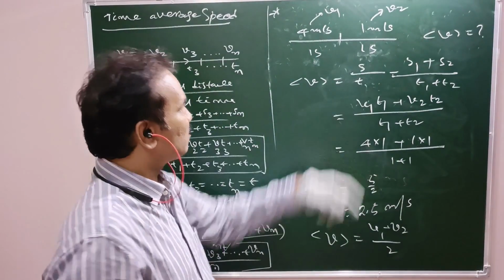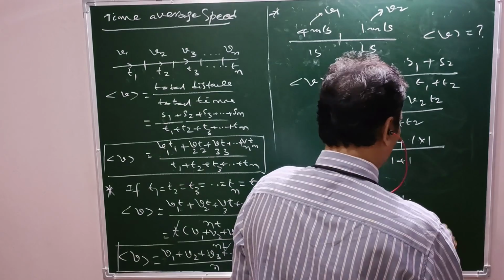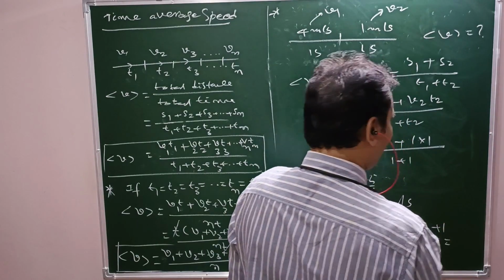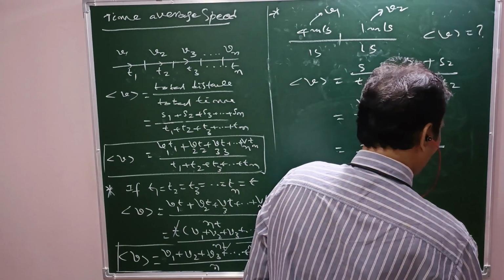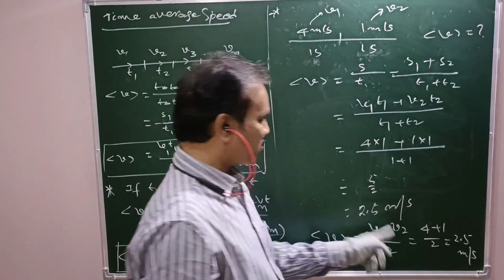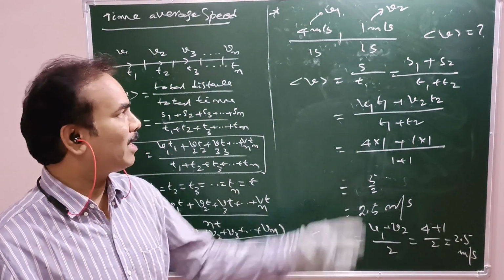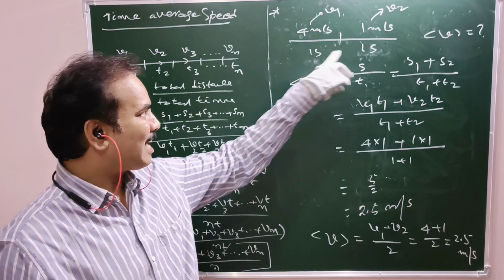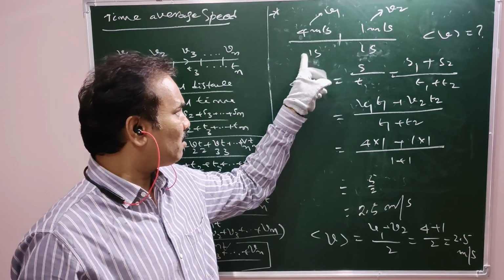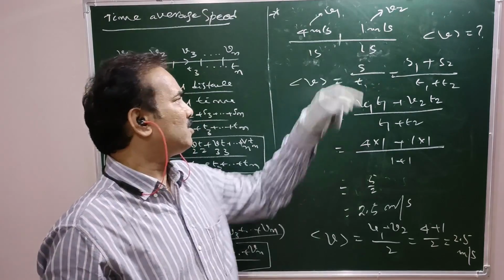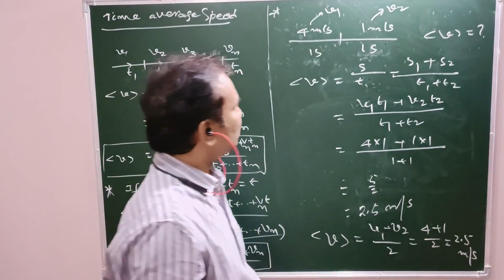V1 plus V2, that is 4 plus 1 by 2. That is 5 by 2, means 2.5 meter per second. So same answer. Okay. As it is the arithmetic mean. Why? Because here the total time of journey is divided into two successive equal time intervals. Okay. Right?